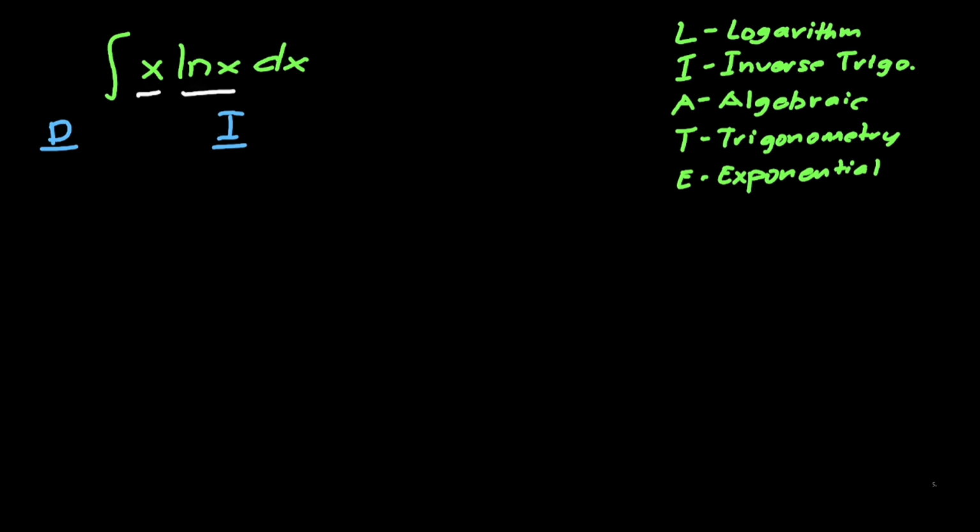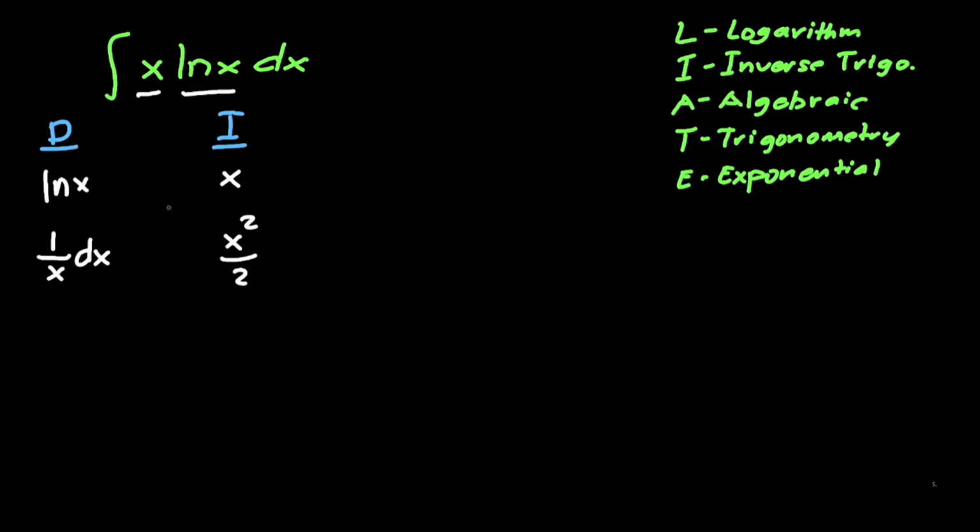So, for example, there is ln of x, which is a logarithm. So, we will put ln of x in derivatives. And x here will be under the integral. So, the derivative of ln of x is 1 over x dx, and the integral of x is x squared over 2.